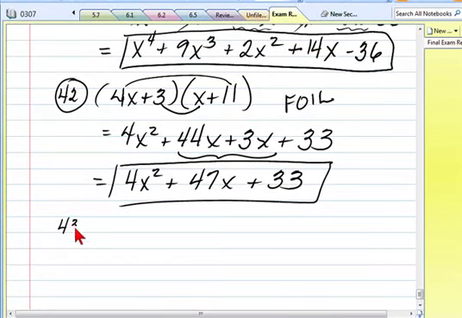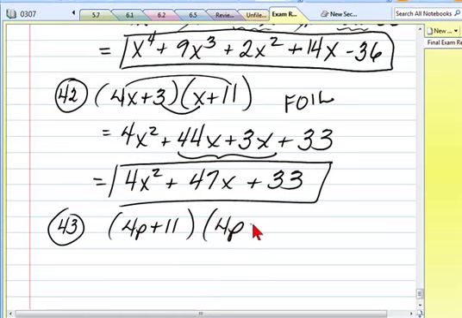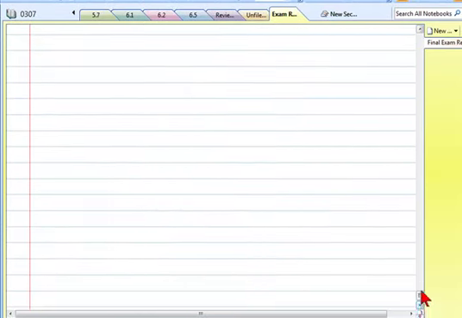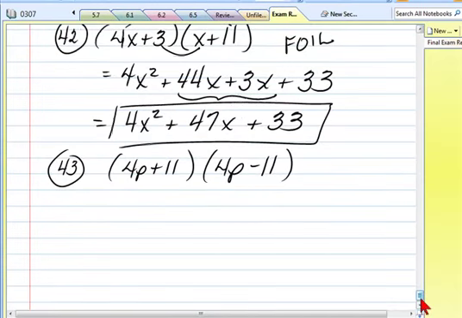Number 43. I have 4p plus 11 times 4p minus 11. What do you notice about this product? It's that positive and negative, which is called the sum and difference product. And what happens with the sum and difference product? Middle term drops out. You don't have to worry about outers and inners.